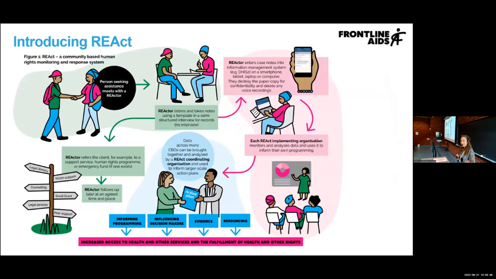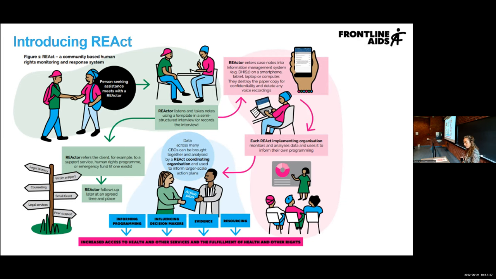The REACT program itself, I won't go through this now, but you can look at the slide later, was built in response to increasing stigma, discrimination, and criminalization of people living with HIV and other marginalized populations. It's a community-based human rights monitoring and response system. It stands for Rights, Evidence, and Action, and it's designed for civil society organizations to document data about human rights violations, as well as providing and referring clients to health, legal, and other public services. But also using the data collected to inform quality human rights-based HIV programming, as well as policy and advocacy at national, regional, and global levels.